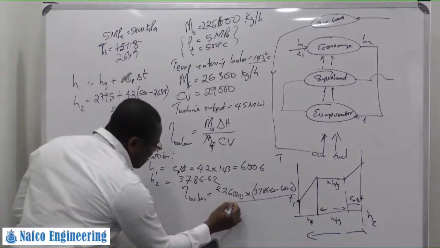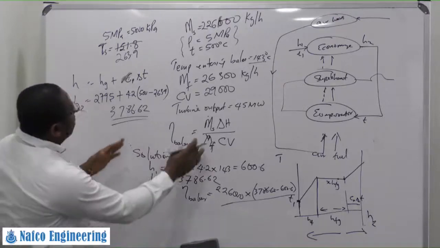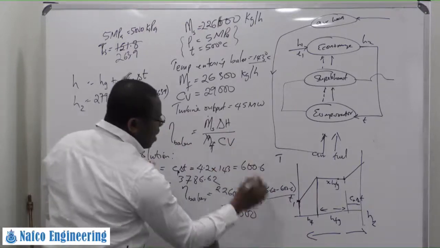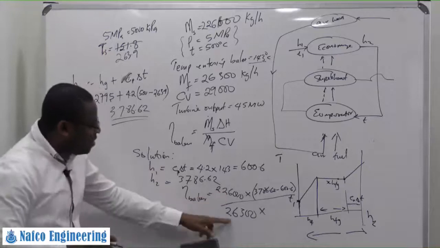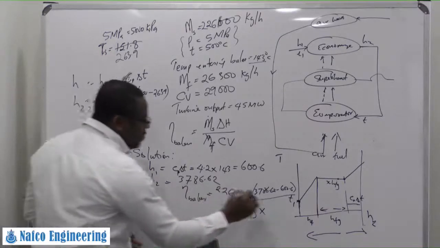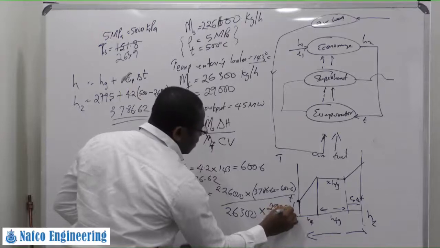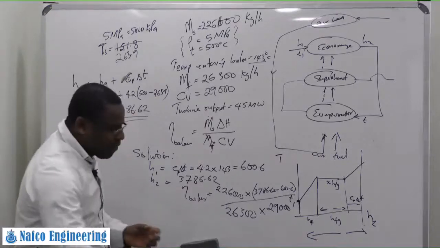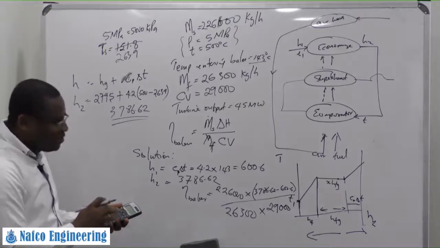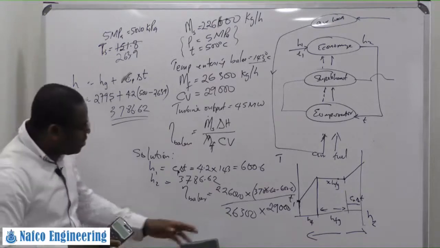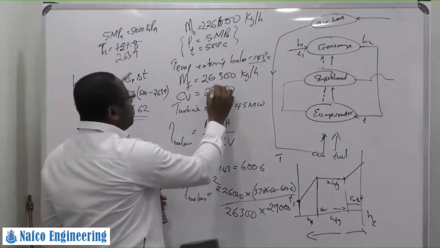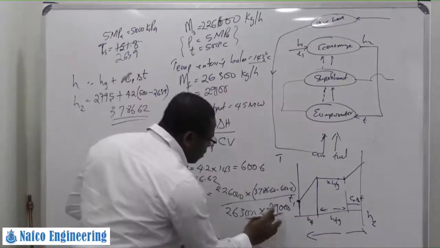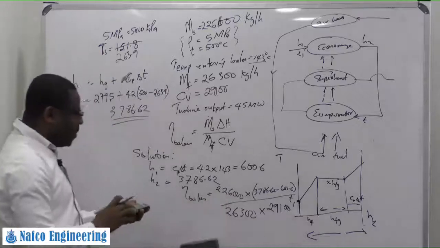Right, so now you divide by the mass of the fuel, which is 26,300 kilograms per hour. Just make sure that this and this are the same unit. And then by CV, 29,100. Okay, so we have that to be 29,100. Which one? The CV. Oh, this is 29,100.